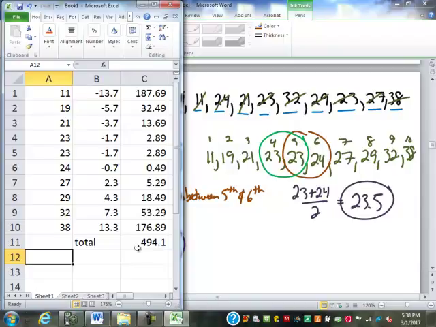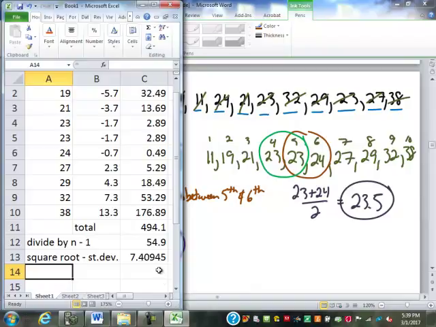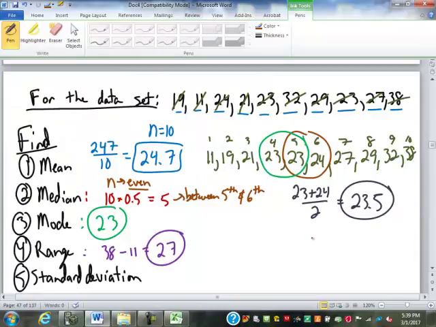Then our next step is divide by n minus 1. Since n is 10, that means we're going to divide by 9, right? So 54.9. That of course would be our variance. Final step. Square root, which gives us our standard deviation. 7.41. Did anybody get that far? Okay.